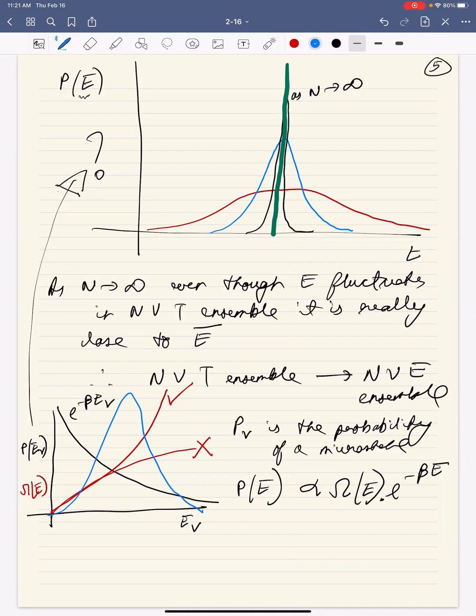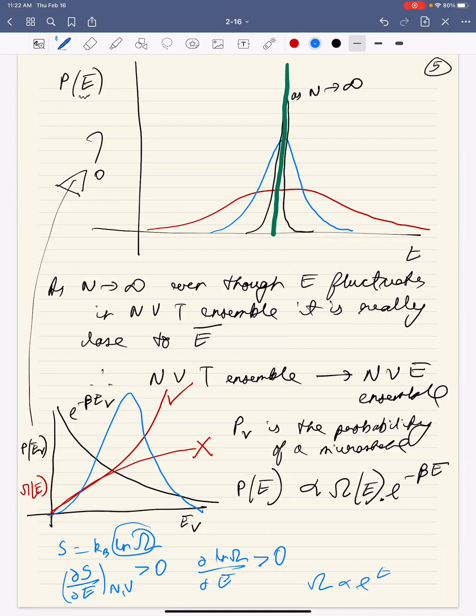That's what we said. So when we said that if S is equal to KB ln omega, and if partial S by partial E at constant N, V is going to be positive, this means that partial ln omega by partial E is going to be positive, which means that omega as a function of E must be something like e to the power omega, right? For example, I'm not saying it has to be e to the power omega, but something similar, right? Since log of omega differentiated with respect to E is positive, if you take the log of something and it is still monotonically increasing, then the function itself must be really, really increasing abruptly, right?